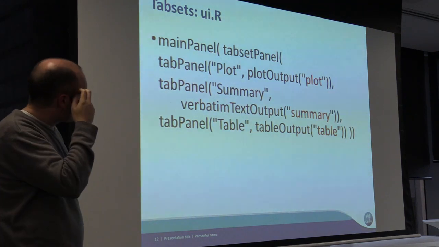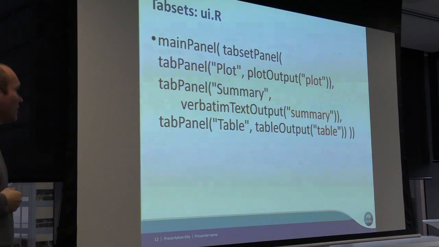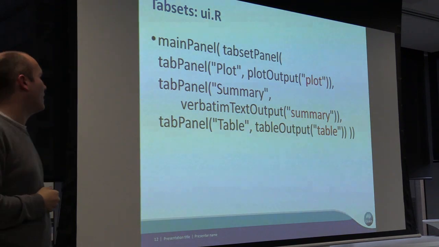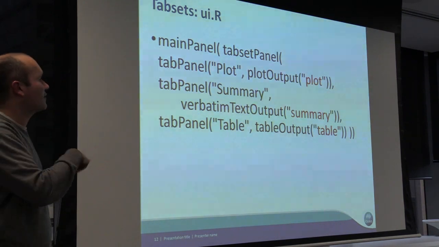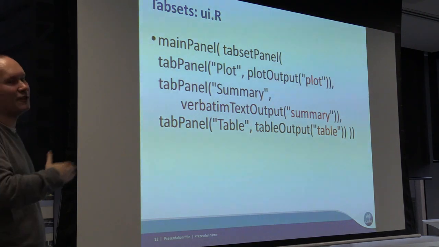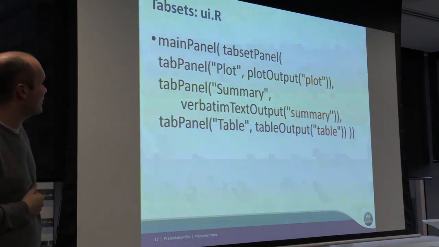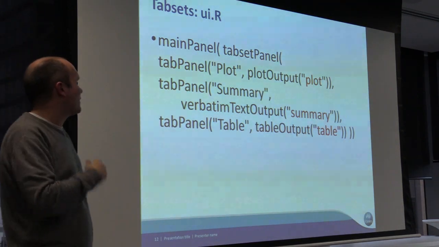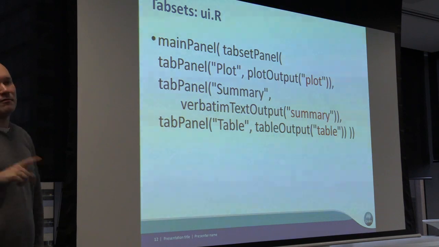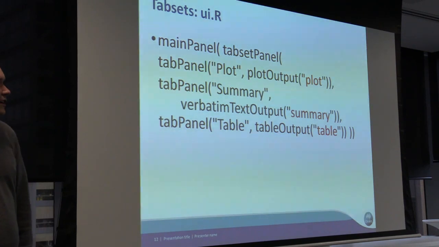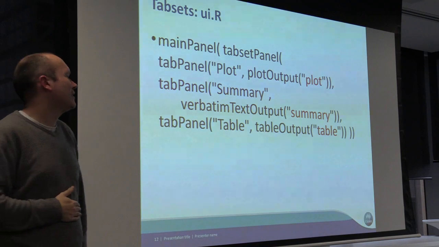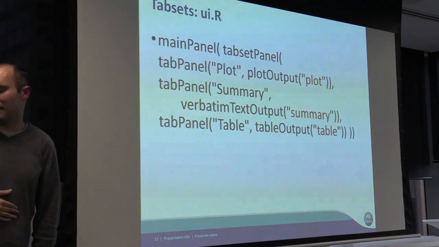For the second argument, you actually put what you want to output within that tab. In this case, for a plot, you would use plotOutput. For the summary, we're just using verbatimTextOutput. Again, we're going to use the summary function in the server.r file for that purpose. Of course, you could use any other function that produces output, and you'll get the output of that function. Again, for table output, we use the tableOutput function. So we've got three outputs here, one for each tab. And of course, you could have two outputs within a single tab, if you wish. You don't have to do a one-to-one.